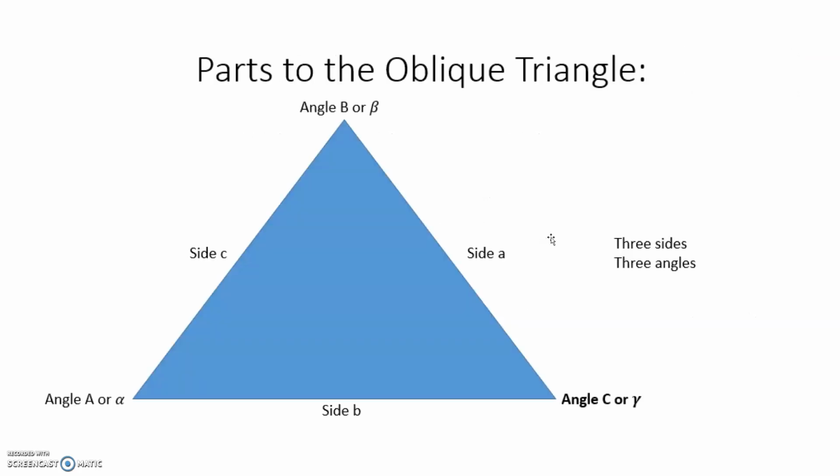Okay, so to solve the triangle, the triangle has 6 parts. It's got 3 angles, angle B, angle A, angle C, and 3 sides, side C, side A, and side B, which would make up 6 parts. So when we say solve the triangle, we're trying to find all 6 parts.